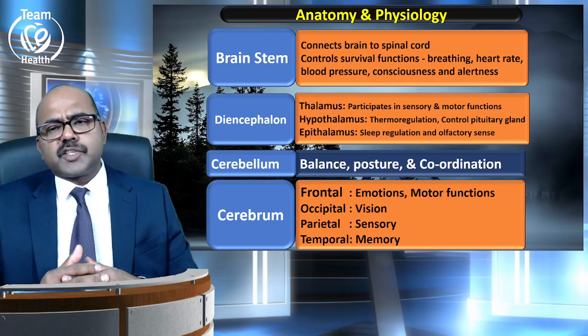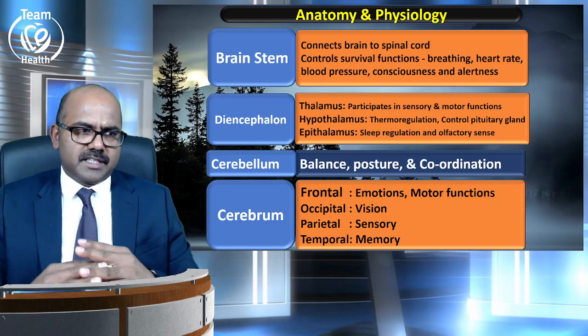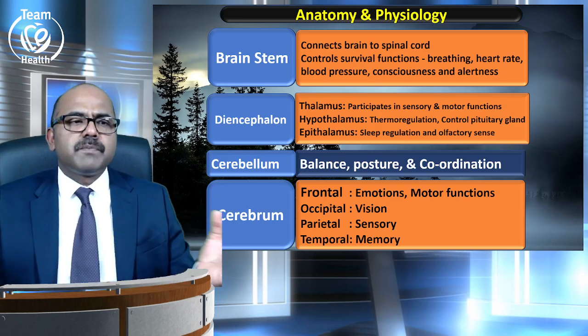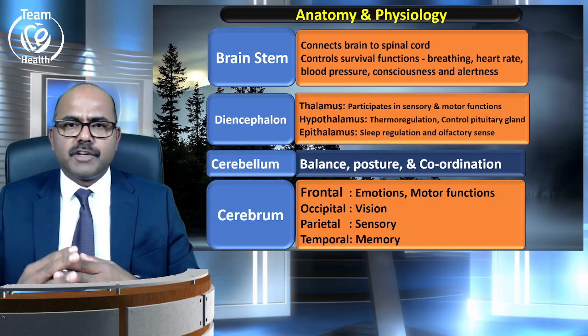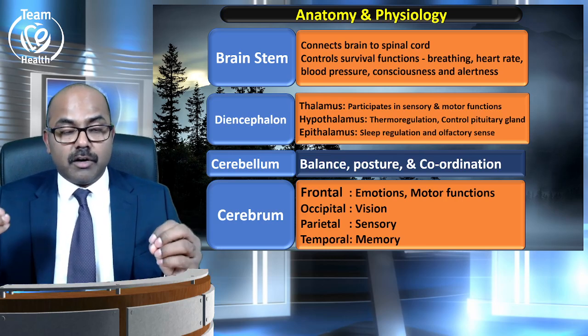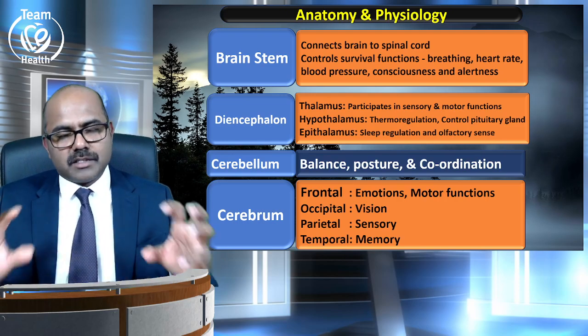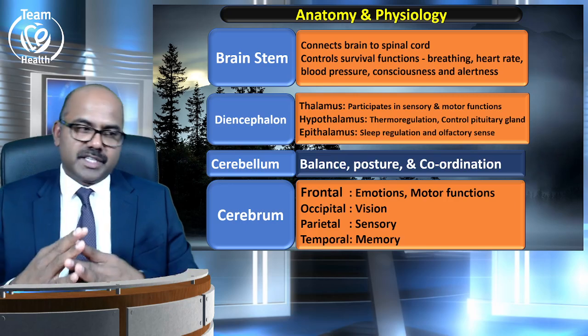Okay, then next one is the diencephalon. The diencephalon is your thalamo-hypothalamo-pituitary axis. Your thalamus participates in sensory and motor functions, your hypothalamus regulates your temperature and controls the pituitary gland, and the epithalamus controls your sleep and your olfactory sense.